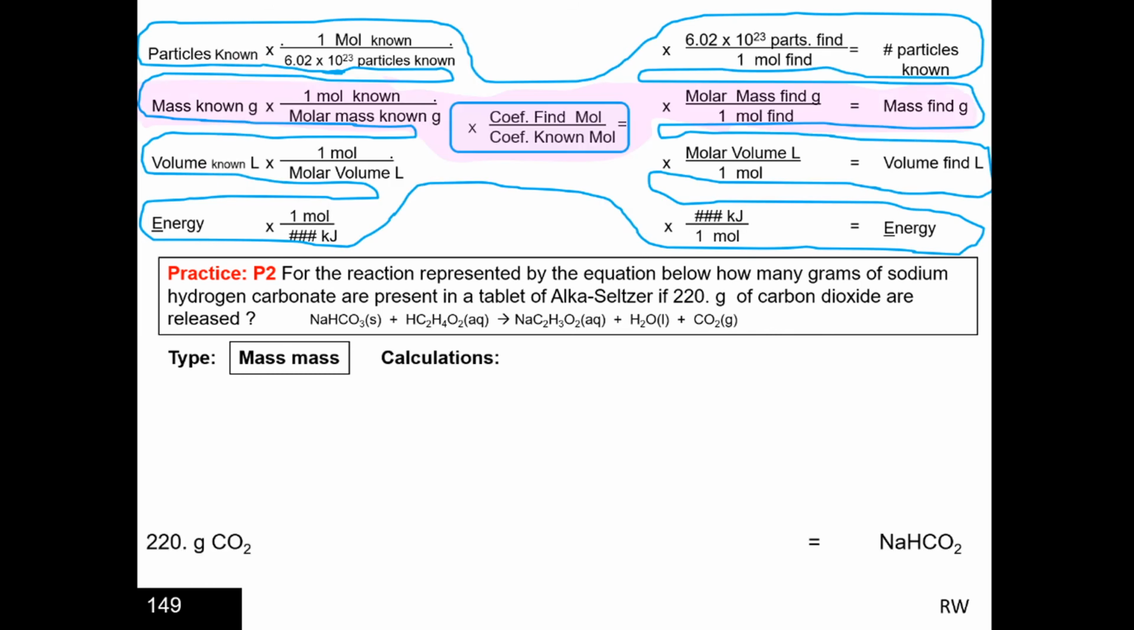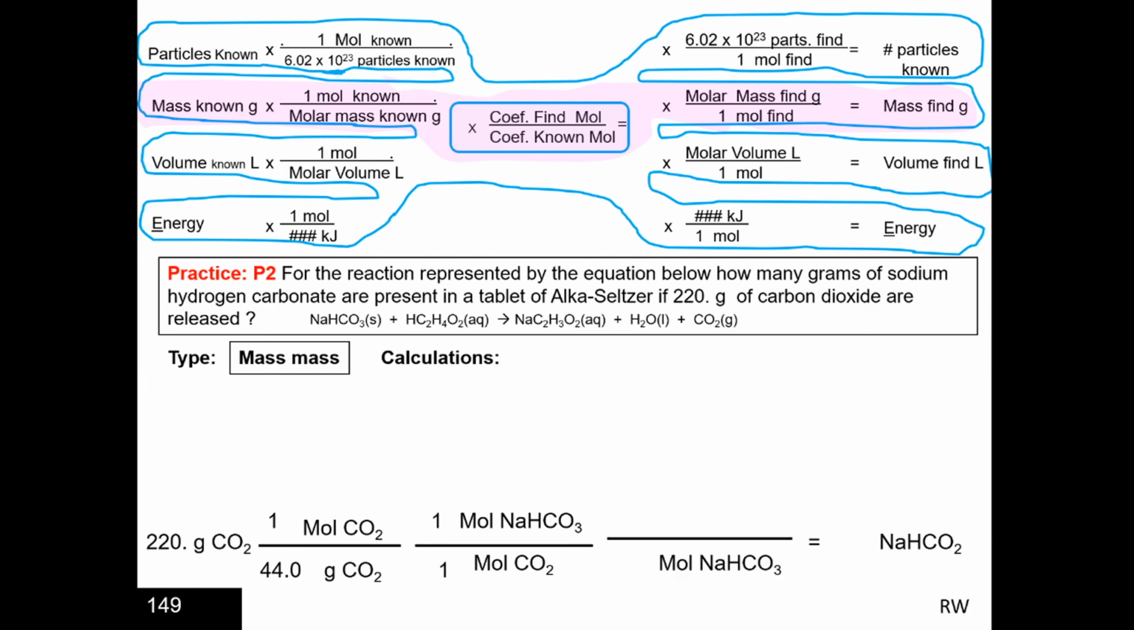Okay. All right. So to convert 220 grams, you multiply by 1 mole of CO2 over the molar mass of 44 for CO2. Then you multiply by a mole ratio with CO2 in the denominator and the bicarbonate in the numerator. That's 1 to 1 from the balanced chemical equation. The last step is to multiply by the molar mass of the sodium hydrogen carbonate over 1 mole. Double check those units, then do the math.